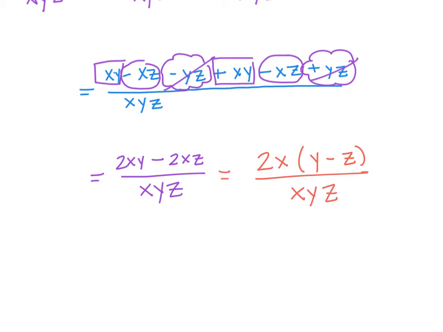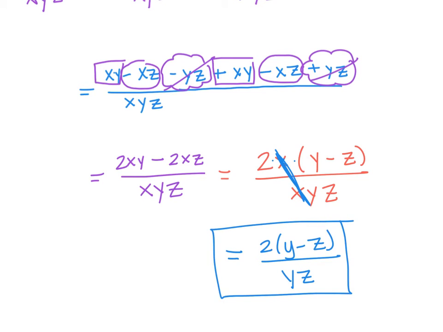The reason why we wanted to do that is now I have an x out front separated by multiplication, no addition or subtraction. I can cancel that x with that x. So our final answer is 2 times y minus z all over yz. And this will be our final answer.